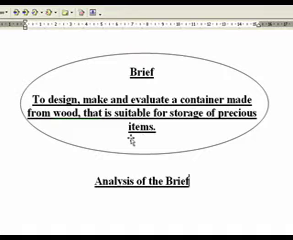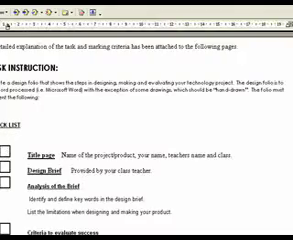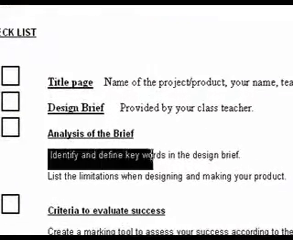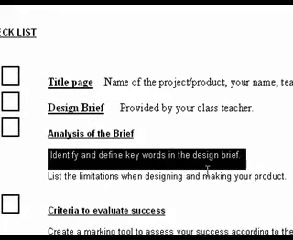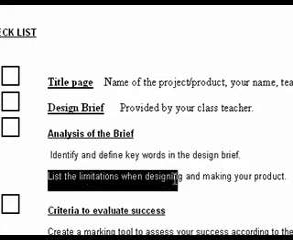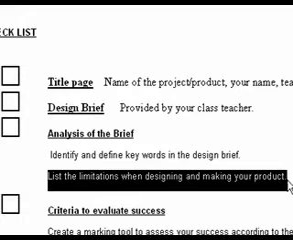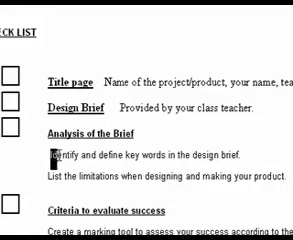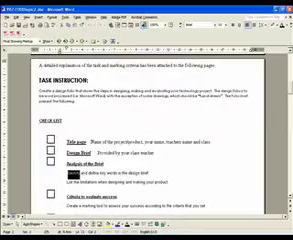So here's a typical brief. To design, make and evaluate a container made from wood that is suitable for storage of precious items. That would be something similar to the brief you would receive for the jewelry box. Now we need to analyse that brief, and the first thing we need to do is identify and define some key words, and like I said, then we're going to list some limitations surrounding the design of that box. So let's identify first of all.